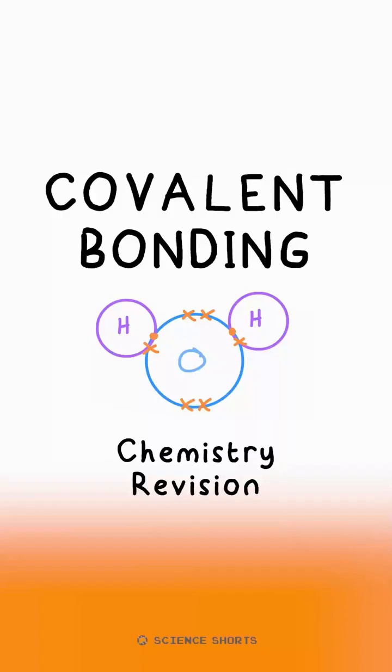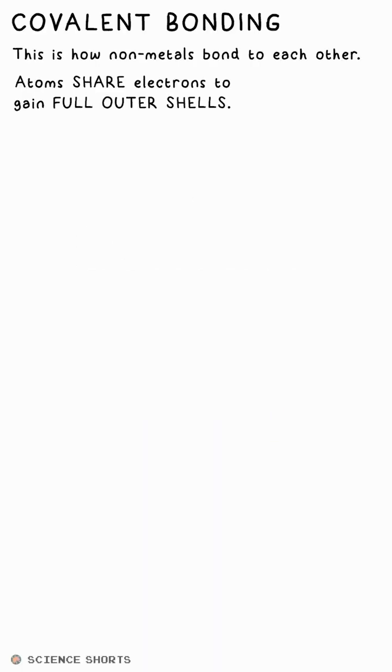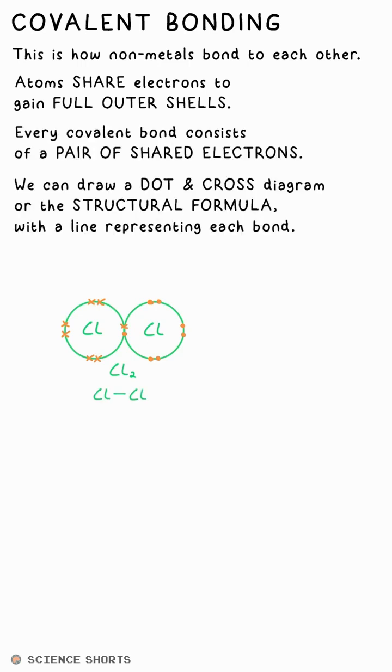Sorted. Non-metals bond to each other with covalent bonding to form molecules. They do this by sharing electrons to gain full outer shells. For example, chlorine gas is Cl2. Each chlorine atom shares an electron with the other. Here's the dot and cross diagram. We can also draw the structural formula for molecules with just symbols and lines.